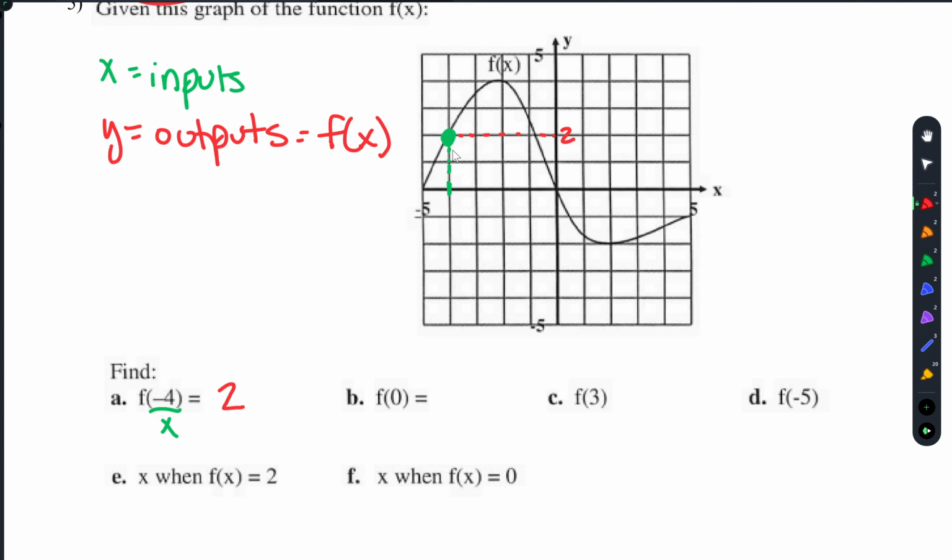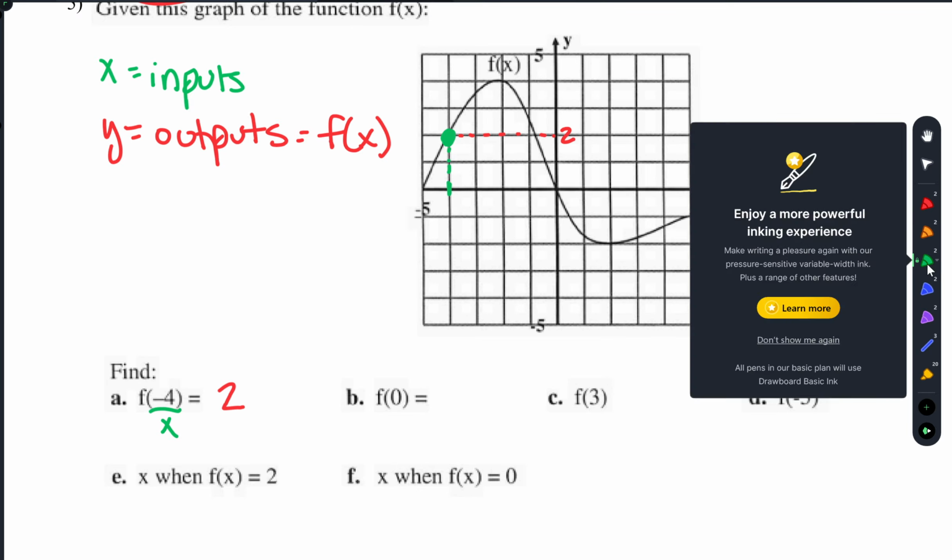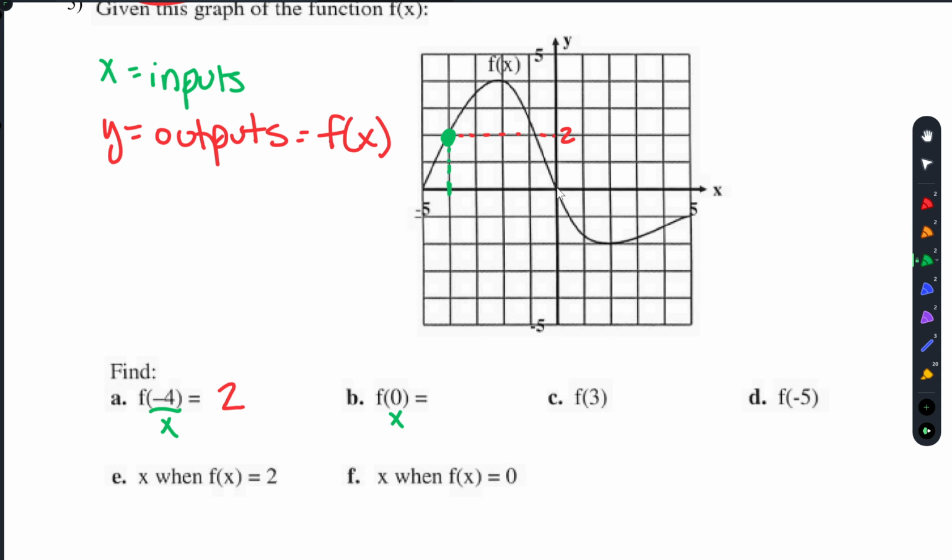Letter B, f of 0. Let's start over. F of 0 is an x value. I'm going to look at where my x value equals 0. That's right here. It touches the graph right at the origin. So my y value should also be 0. F of 3. Here is my x value at 3. Here's where x equals 3. I'm going to go down until I hit that line, right at this point, and then go over to my y-axis. That's probably like -1.8 or something like that. I don't know, viewer discretion.